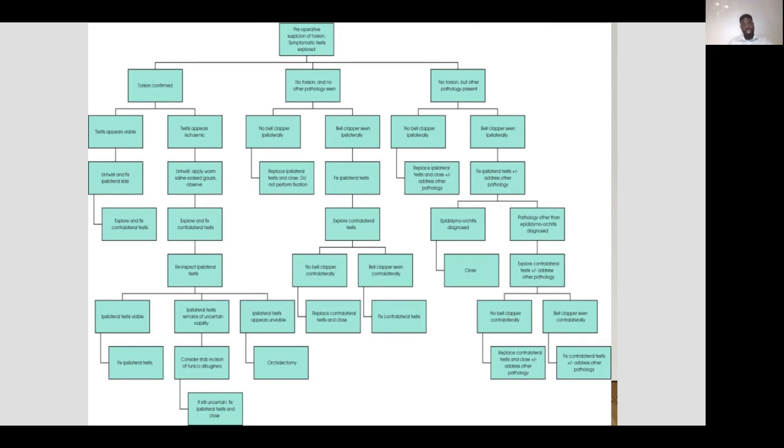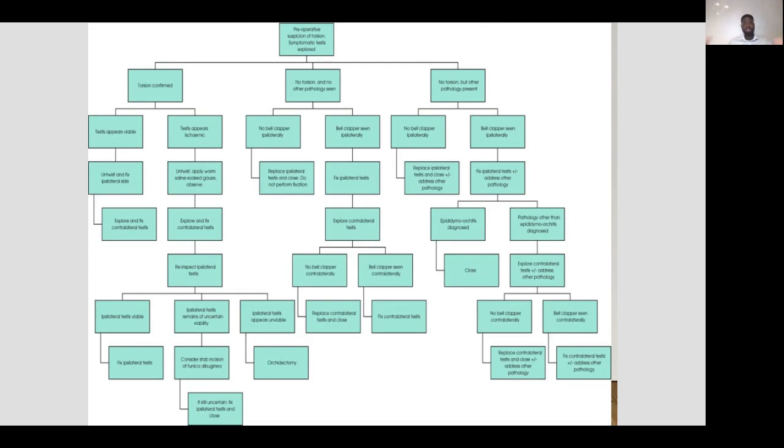If the testis appears unviable, unfortunately, an orchidectomy has to happen. In most cases, when this has to happen, you need a second opinion. So you find most registrars letting their consultants know that, oh yes, we need to take out this testicle, and that's going to be done. So you do a scrotal orchidectomy for this patient. That's quite clear if there is a torsion confirmed.